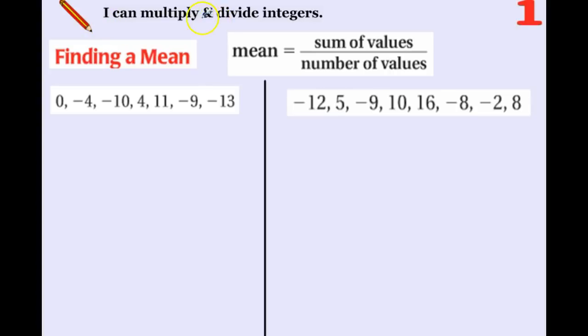Good morning. Today we are doing multiplying and dividing in integers. The second day, number 2. We're going to start off by finding a mean. This partially includes some of what we learned in the first unit with adding and subtracting. So mean is another word for the average.